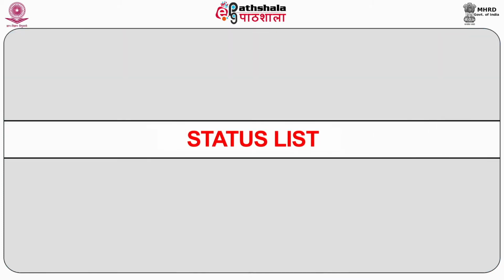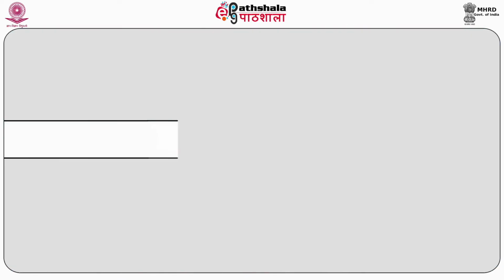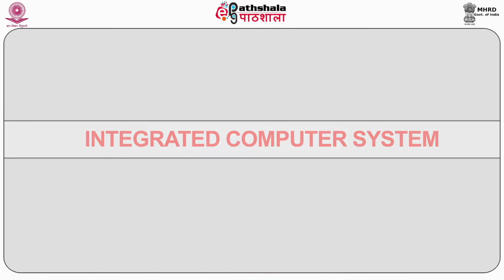Another piece of equipment is the status list. This gives information on VVIP and VIP guests, crew, etc., which helps the room service department to place complimentary cookies and fruit basket according to the policy of the hotel. Integrated computer system. This displays room number, name of guest, number of persons staying, expected date and time of departure, status of the guest, etc.